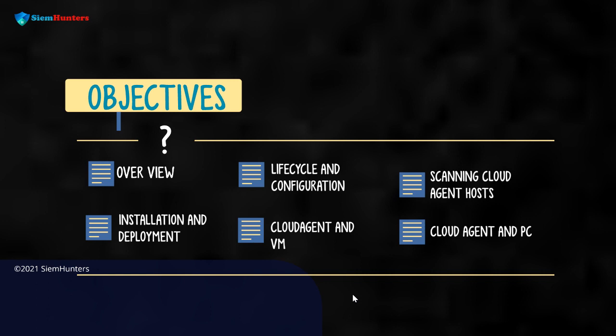Lifecycle and configuration. By default, Qualys Cloud Agent communicates directly with the Qualys platform on TCP port 443. Agents can also be configured to communicate through a proxy server, including Qualys Gateway Server, that is QGS. QGS also provides a patch download cache for the Qualys patch management application.